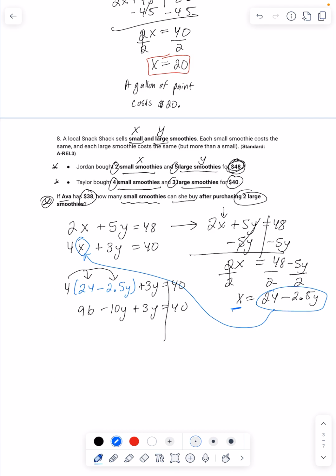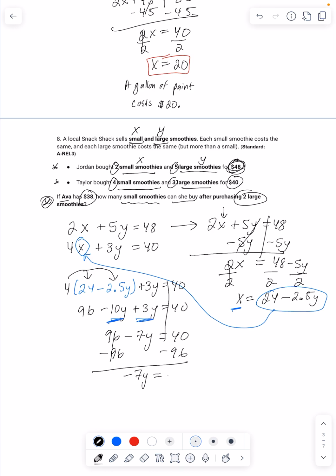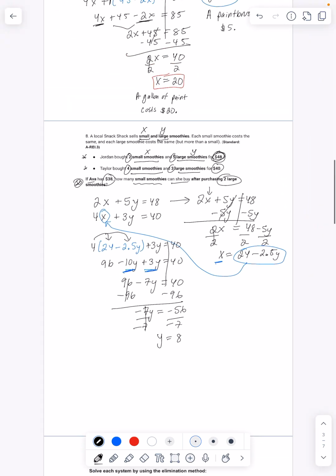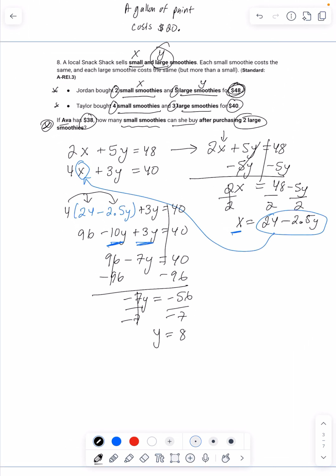Can we combine like terms? Yes, we can, these two right here. So we get 96 minus 7y is equal to 40. Subtract 96 from both sides. Again, I'm trying to solve for y, so negative 7y is equal to negative 56. Divided by negative 7 on both sides, we get y is equal to 8. We said y was the large smoothies.